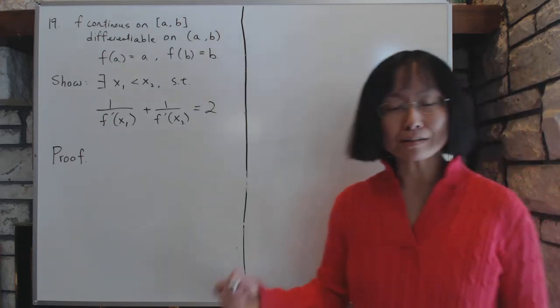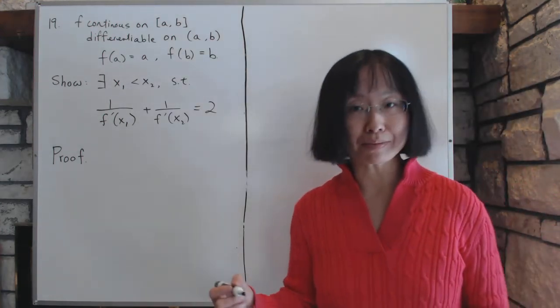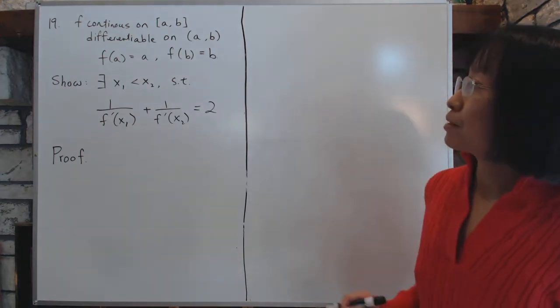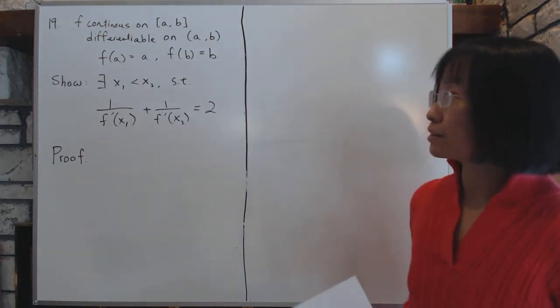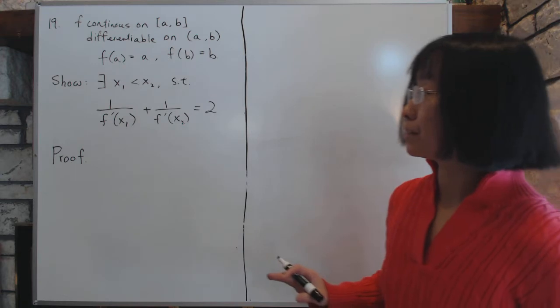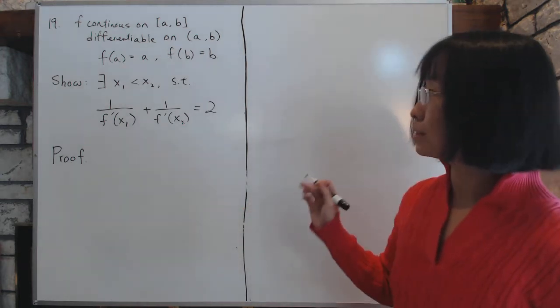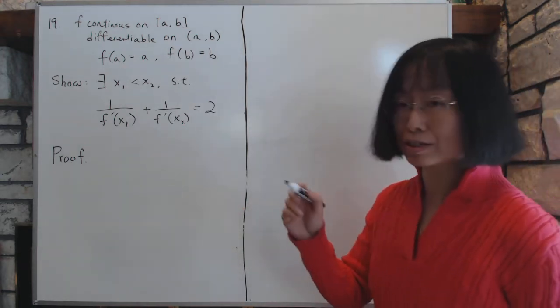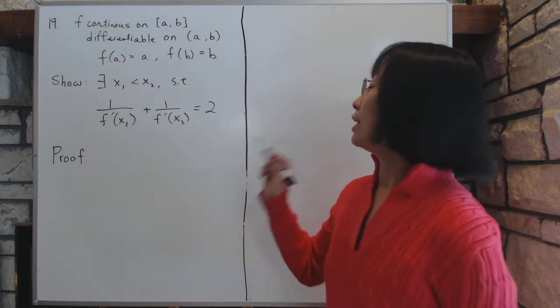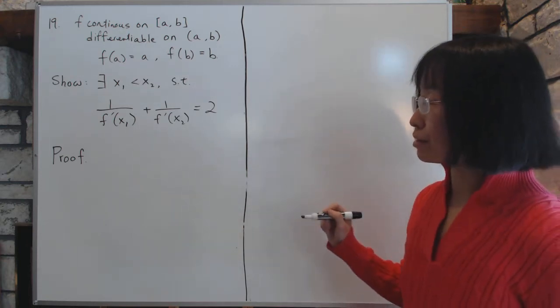We're going to do another problem on the mean value theorem and the intermediate value theorem. Problem 19 says that f is continuous on the closed interval [a, b] and it is differentiable on the open interval (a, b). That is, it might not be differentiable at the endpoints. And f(a) equals a, f(b) equals b.